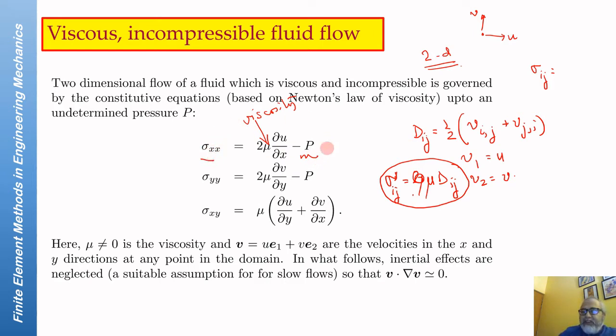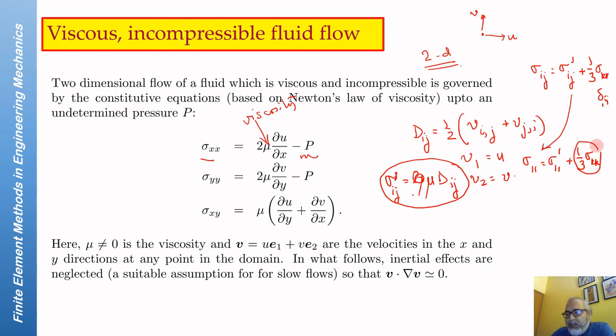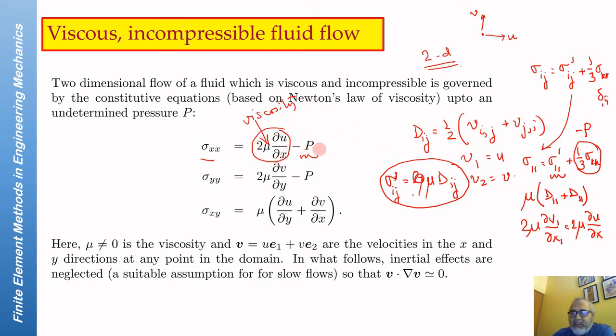So the total stress sigma_ij is sigma_ij prime plus 1/3 sigma_kk delta_ij. This you must have learned in your solid mechanics courses also. So sigma_11 will be sigma_11 prime plus 1/3 sigma_kk, and 1/3 sigma_kk we will denote by minus p, and this cannot be determined from the constitutive equations alone. What can be determined is only the deviatoric part, which in this case will turn out to be mu times (d_11 plus d_11), which is 2 mu times del v_1 by del x_1, which is equal to 2 mu times del u by del x in our notation. So that is the deviatoric part of the stress, and then the p is undetermined.